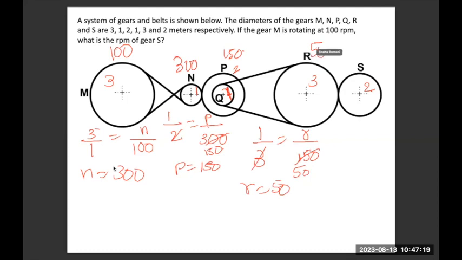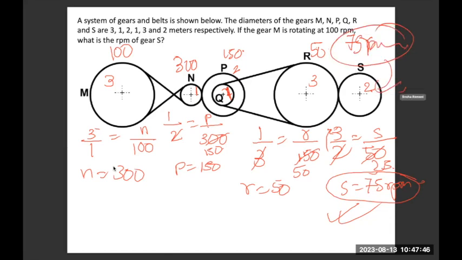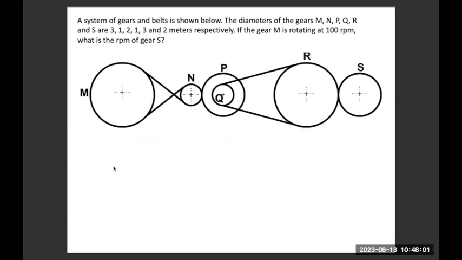Now R's speed is 50 and S's radius is 2. So 3/2 is equal to S upon 50. This will get cut 25. This 25 goes here, multiplied by 3, which will be equal to 75 RPM. Is that clear? Yes, ma'am. This S's speed is 75 RPM. Any doubts, any questions in this? Okay, we'll move to the next one.